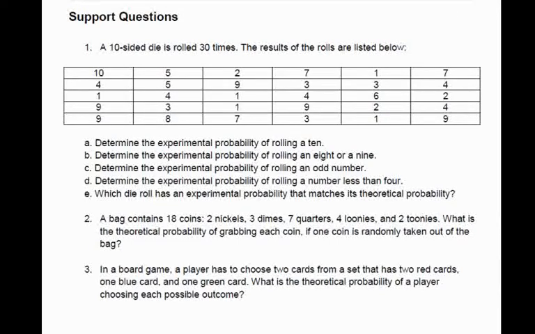But for E, I think there are 2 answers here. It says which die roll has an experimental probability that matches its theoretical probability. So the theoretical probability of rolling any one of these numbers would be 10%. It's a 10-sided die, so there is a 1 in 10 chance of there being a roll. So a 10% chance would be what we would get.